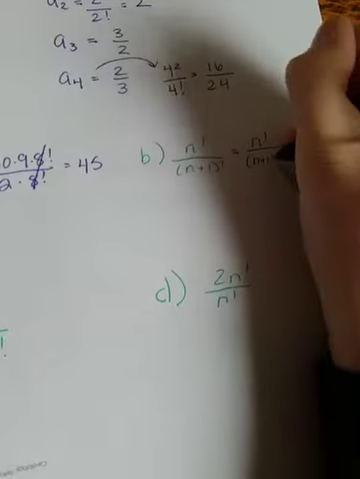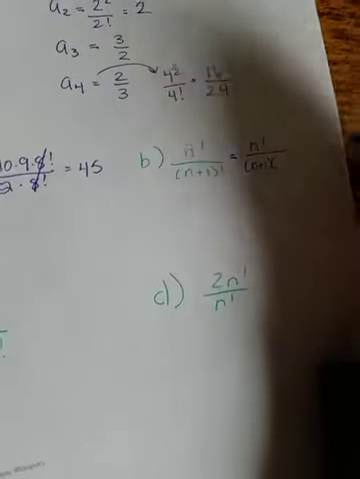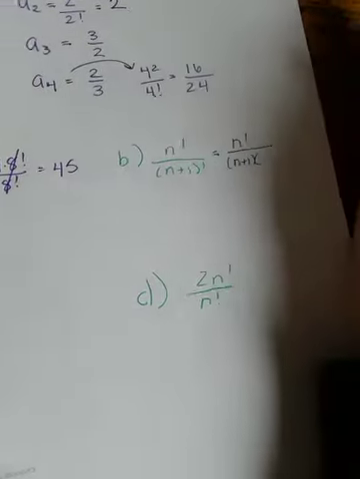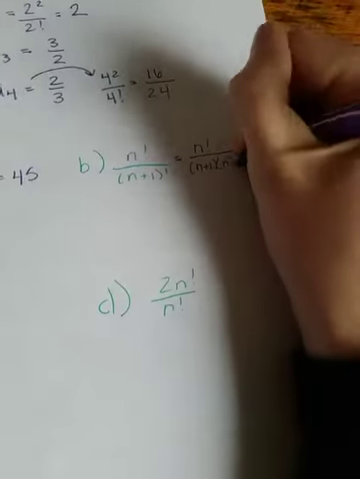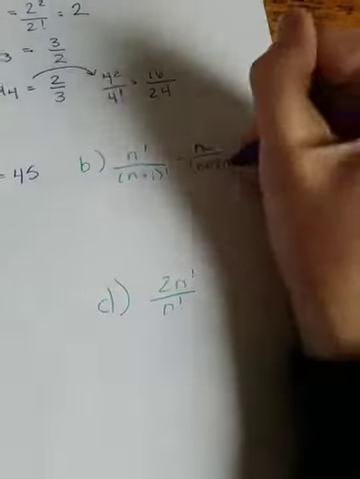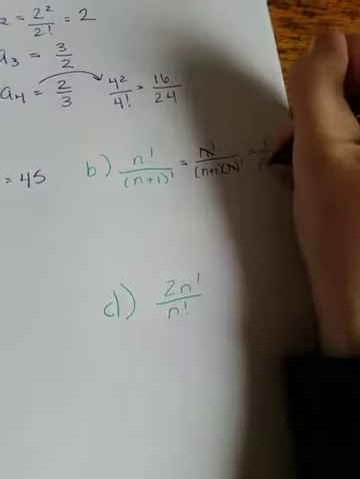Well, n factorial, that's just n factorial. And so n plus 1 factorial, to visualize that, I could write that as n plus 1, and then what comes next in the n plus 1 factorial list? That would be n factorial. So those guys cross out, and you're left with 1 over quantity n plus 1.